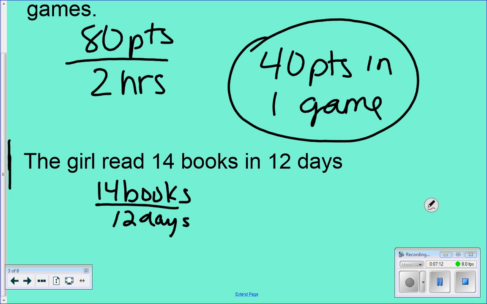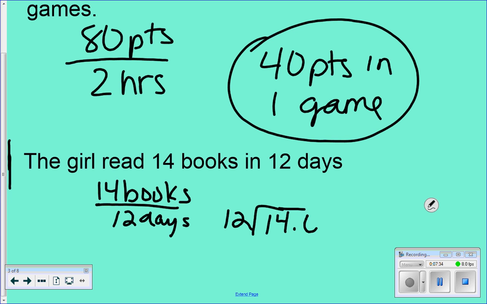Now, what would I do to find the unit rate here? What am I going to do to figure out how many books she reads in 1 day? Somebody help me out? Jacob. I'm going to divide. So I'm going to start dividing. So 14, remember my top always goes in the house.